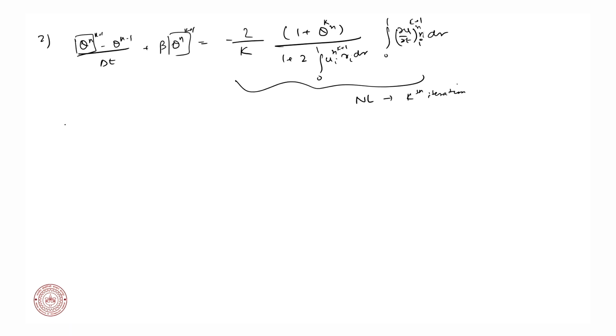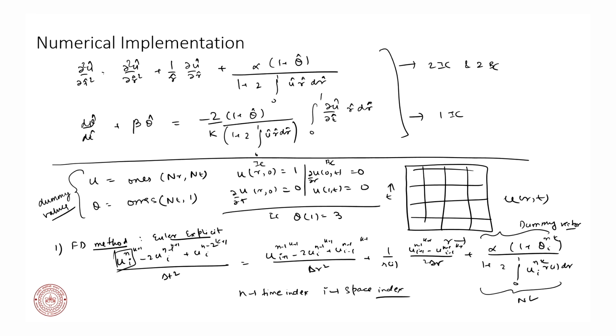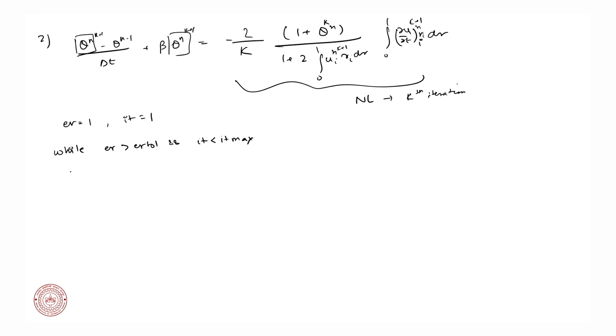So, this becomes a semi-implicit form of discretization, and we can iterate this. The approach will be the same: you define an error value, you define an iteration value, and then you define a while loop for error greater than error tolerance and iteration less than iteration maximum. All right. Now, we have time loops for the Euler explicit for the first equation going from 3 to 20, because we have n minus 1 and n minus 2.